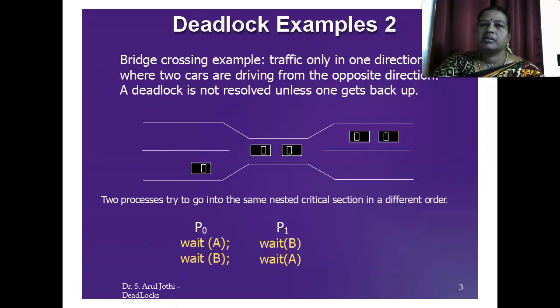The second example is a bridge crossing example, with traffic only in one direction, where two cars are driving from opposite directions. A deadlock is not resolved unless one gets backed up.